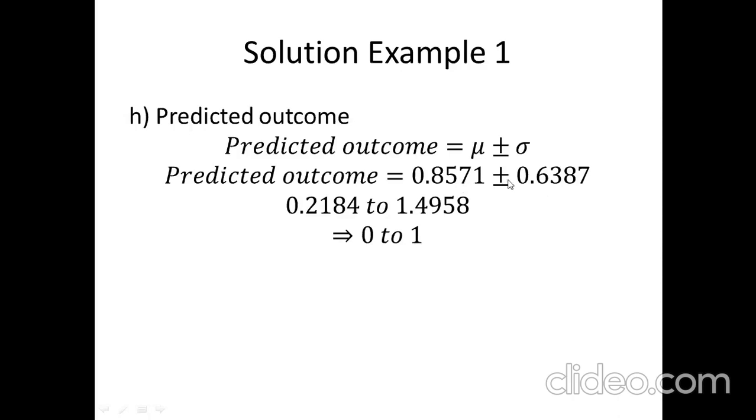So 0.8571 minus 0.6387 gives the answer 0.2184, and 0.8571 plus 0.6387 gives the answer 1.4958. We can keep the answer till here as well, but if you want to be more precise, we can see that 0.2 can be approximated to 0 and 1.4958 can be approximated to 1. So this means that our prediction is from 0 to 1, and this is important to note because the group values, or the x values, that we had were 0, 1 and 2. So it's better that we give the prediction in terms of 0, 1 or 2, that is the actual data set values that we have.